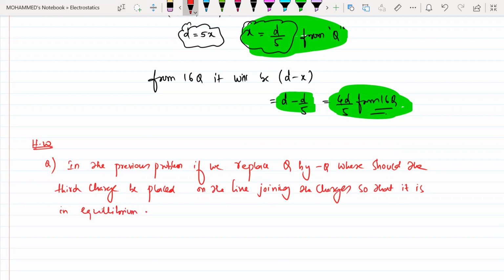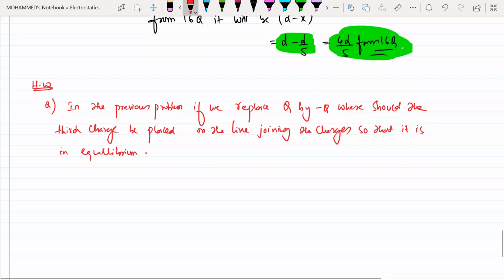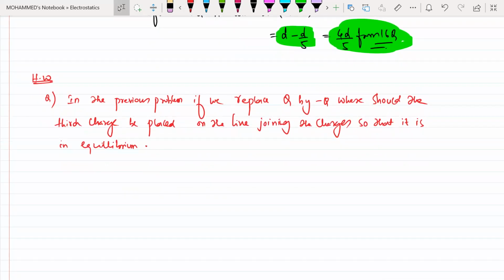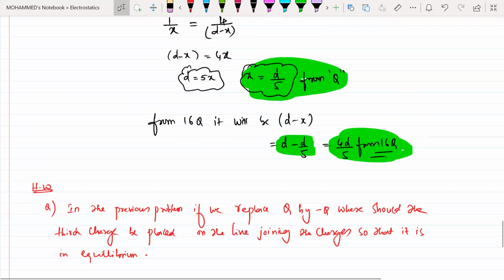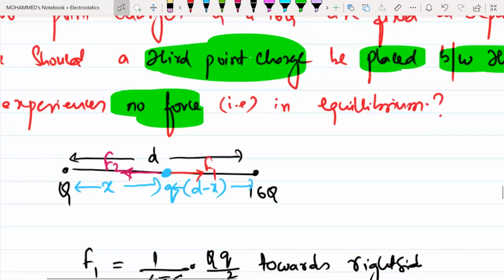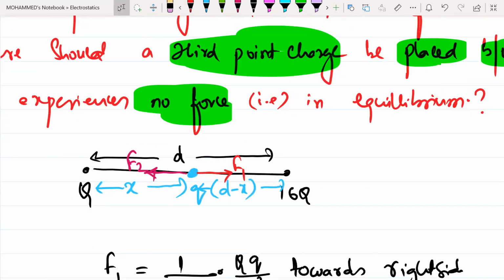Logically, think better. If one is negative and one is positive, do you think the third charge can be present in between them? No, sir, because they'll attract. Right now both of them are positive, which is why we could comfortably keep one charge between them. But if one is negative and one is positive, and we keep the third charge between them, one may attract and another may repel. Then they'll never be in equilibrium.